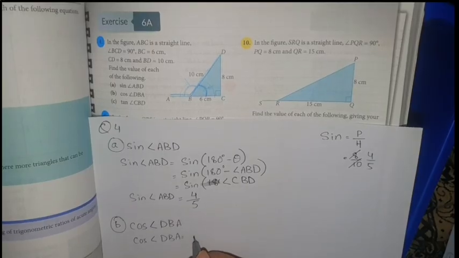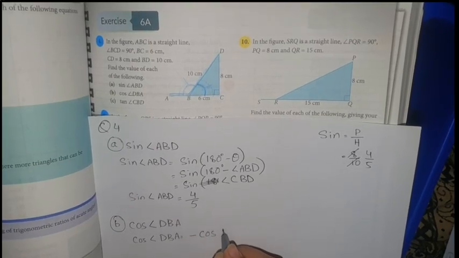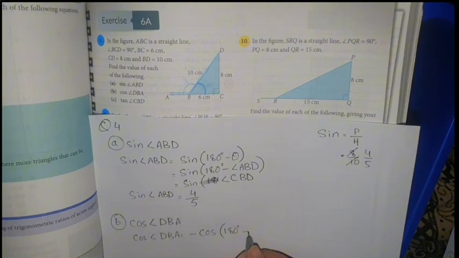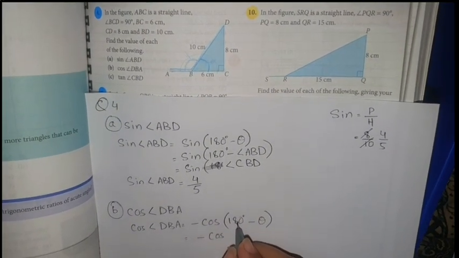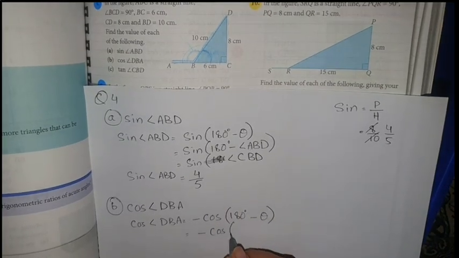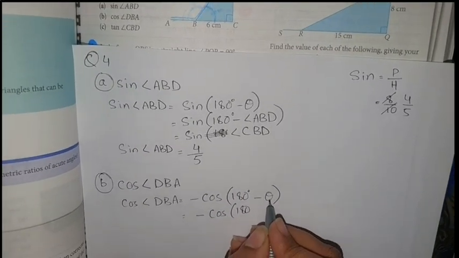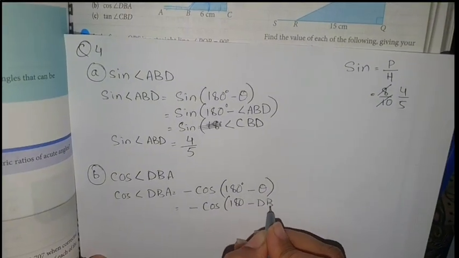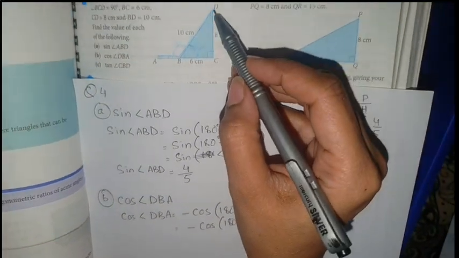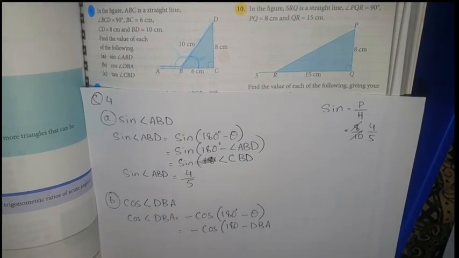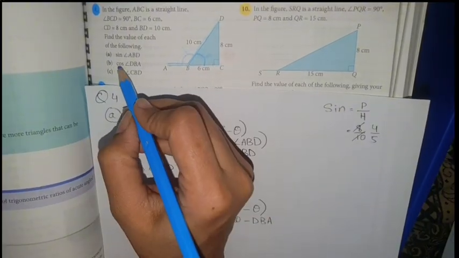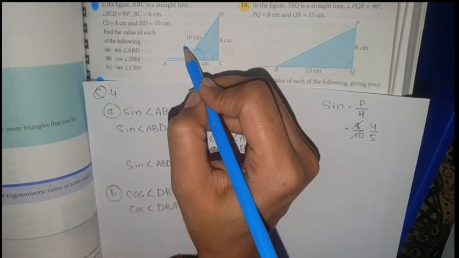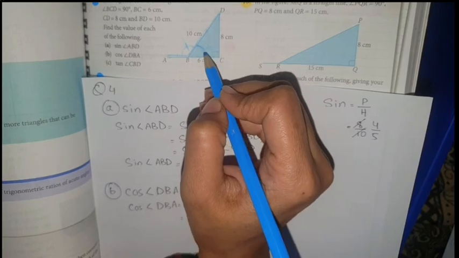And what is the formula for cos? That is minus cos of 180 degrees minus theta. What is the angle here? I have to write the name of the angle because I don't know its value, so I'm writing DBA. First, come to the question: where is DBA? This is also the same angle, only the name is different. In the first part they started with ABD, and now in part B they started with DBA, but the angle is the same. And we have to find again this angle, that is CBD or DBA.